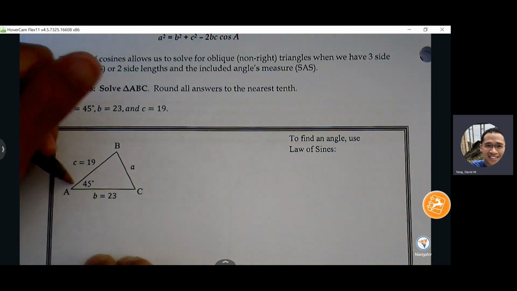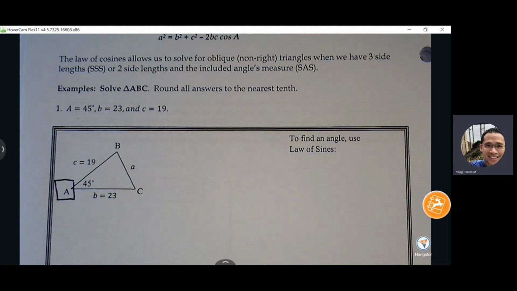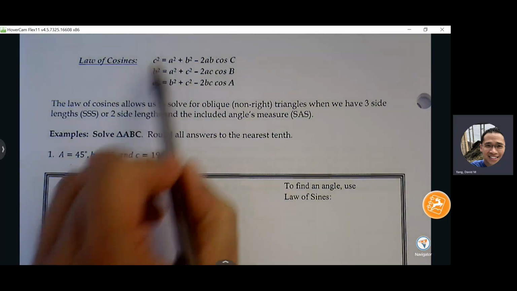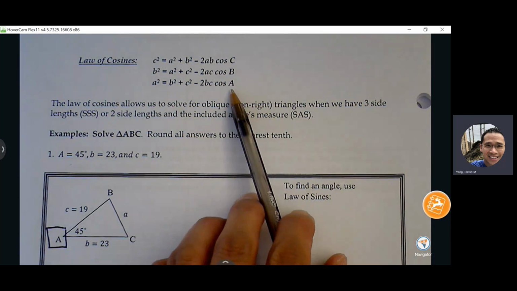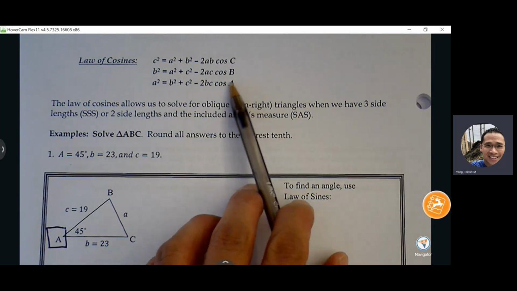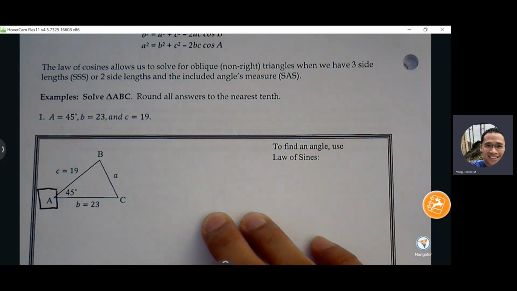You start off by putting a box around the angle, and that is going to help you decide which formula to use. You want to use the formula that has angle A in it. So which one do we choose? First, second, or third? Third one. Whatever the known angle is, that's what we're going to gravitate towards. So here's our formula then.